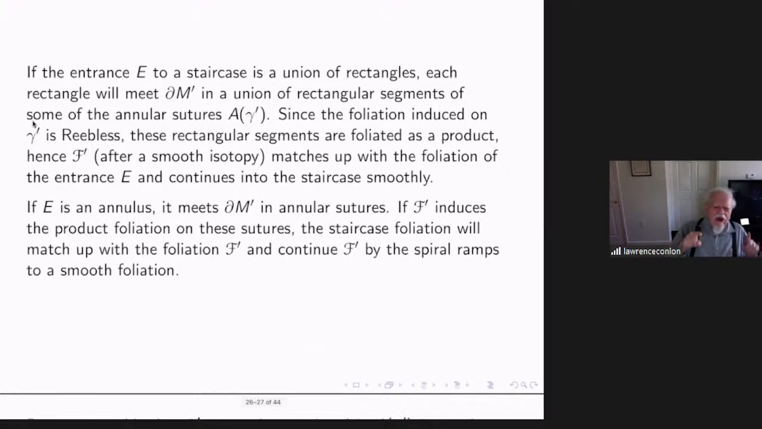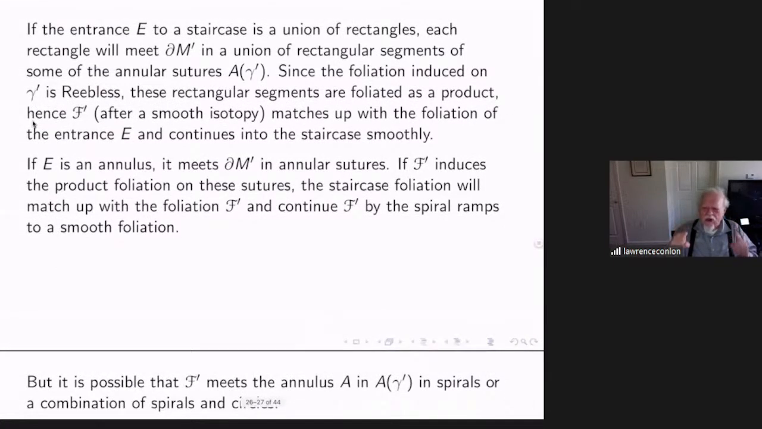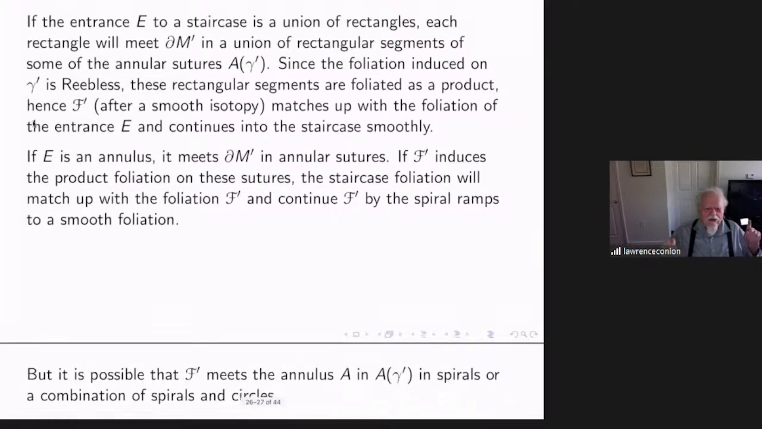Now, if E is an annulus, there can be problems. But if the annulus meets the boundary of M prime in annular sutures, well, it does. If F prime induces the product foliation on these sutures, then the staircase foliation will match up with the foliation F prime and continue F prime by the spiral ramps to a smooth foliation. That's if the foliated annulus is trivially foliated. Not generally the case. Next slide.